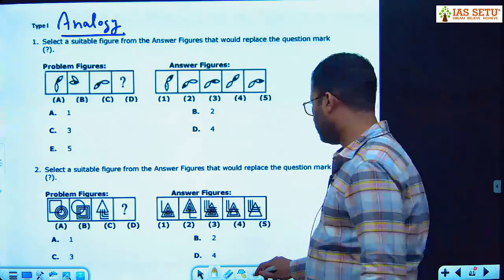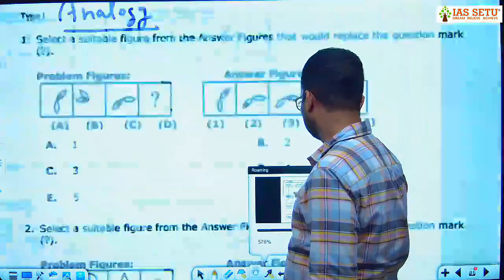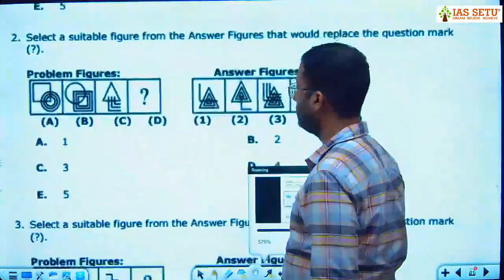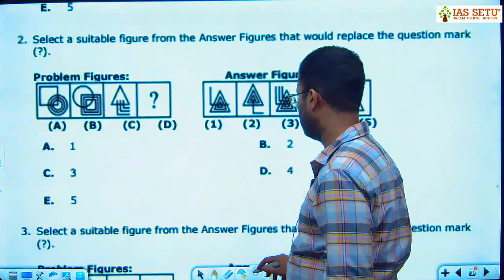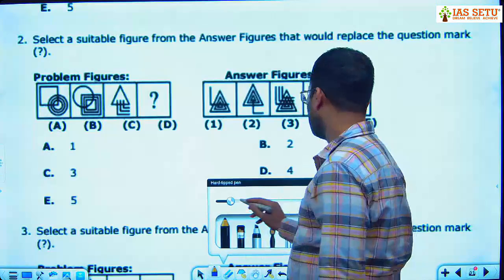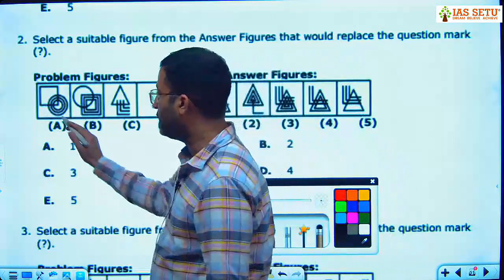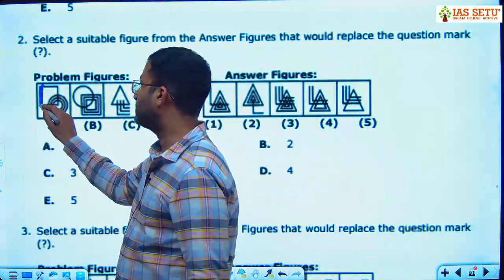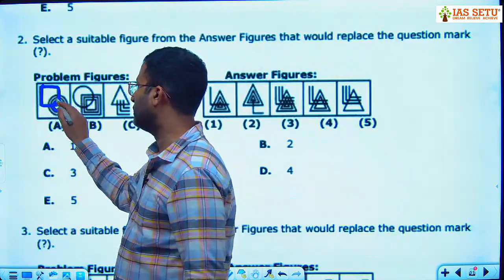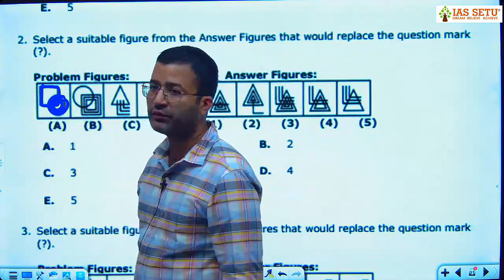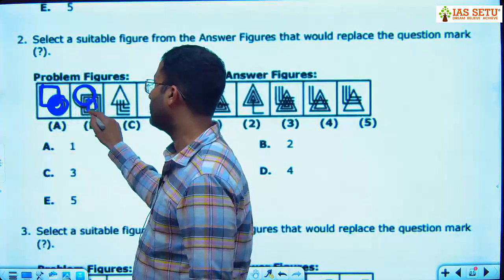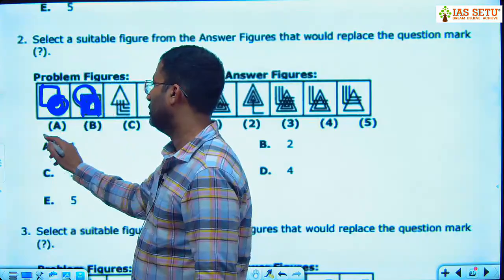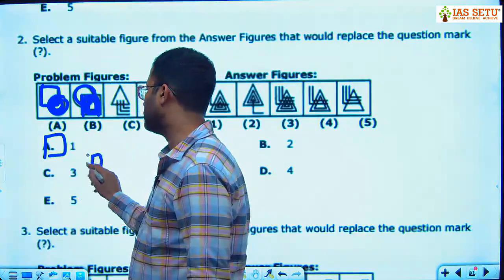I take question number 2 first. Question number 2, you check A. What is A? A में this is 1 square and 3 circle. And what are the changes from A to B? Number interchange. 3 circle become 1 circle, 1 square become 3 square. जो एक था वो 3 बन गए, जो 3 थे वो 1 बन गया.